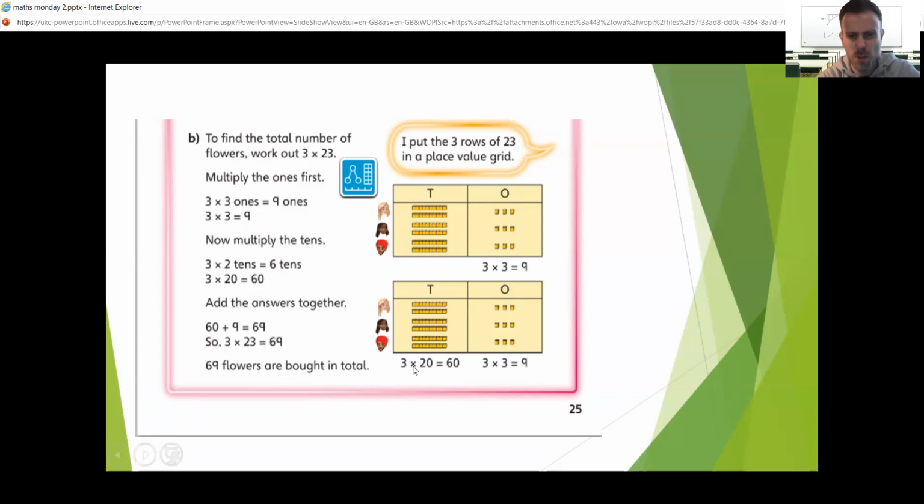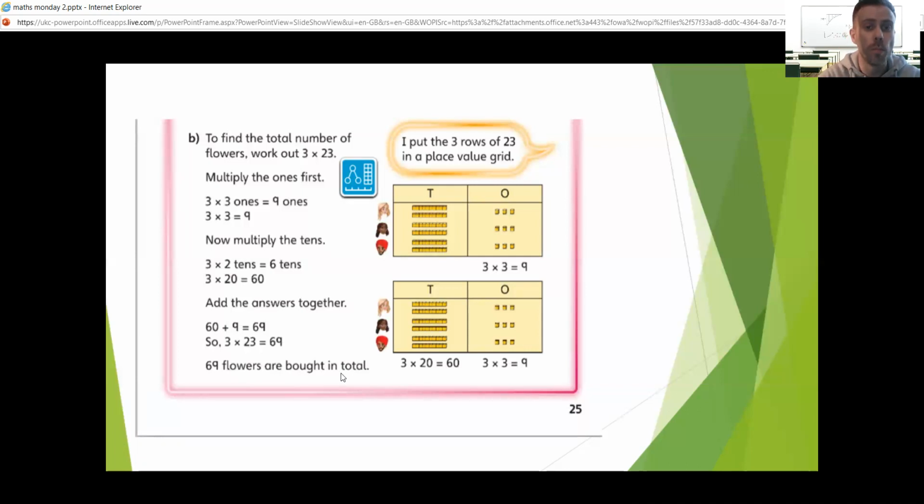Then what you have to do, we've got 2 answers. We don't want 2 answers, we want 1. It says add the answers together. 60 add 9 equals 69. I agree, it does. And then it says, so 3 times 23, which is what we started with, must be 69. And there's 69 flowers in total. So they asked us, is the answer the same? It is the same, but we did it in a slightly different way.